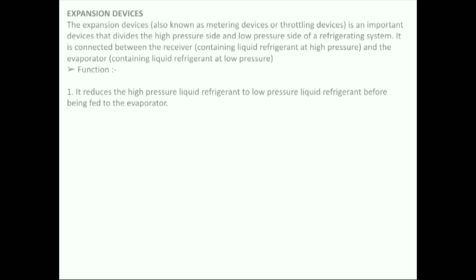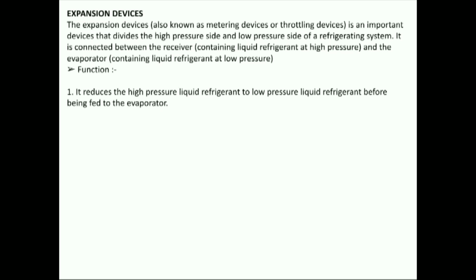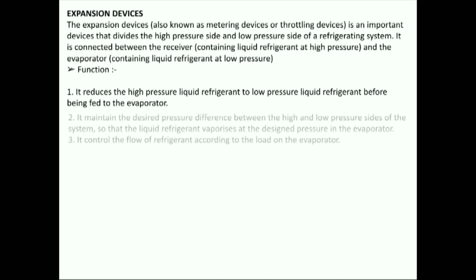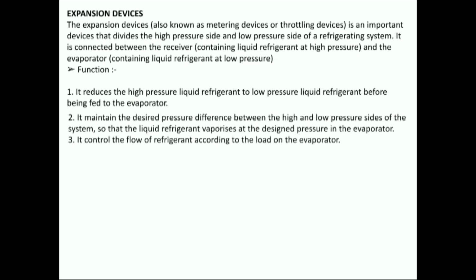Expansion devices. The expansion device, also known as a metering device or throttling device, is an important device that divides the high-pressure side and low-pressure side of a refrigerating system. It is connected between the receiver containing liquid refrigerant at high pressure and the evaporator containing liquid refrigerant at low pressure.